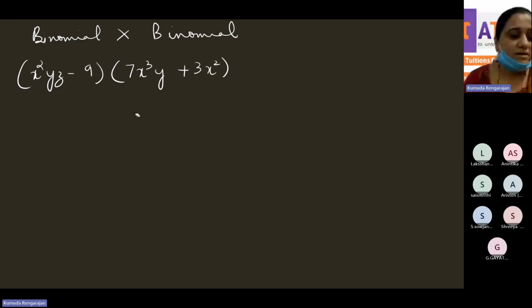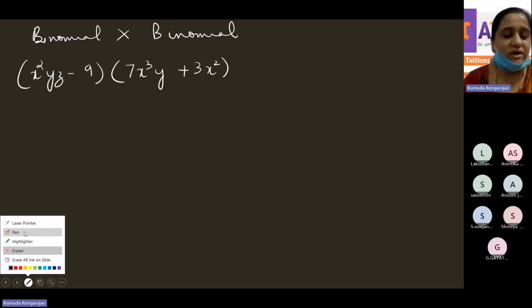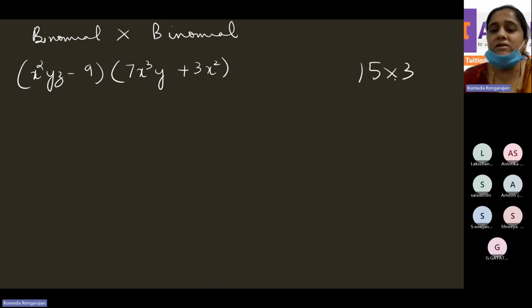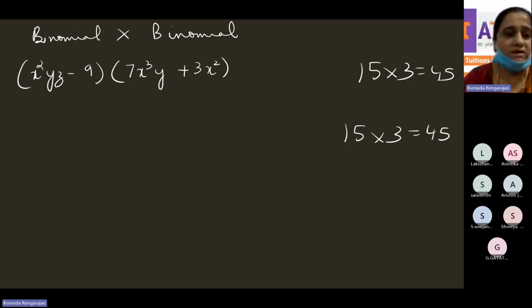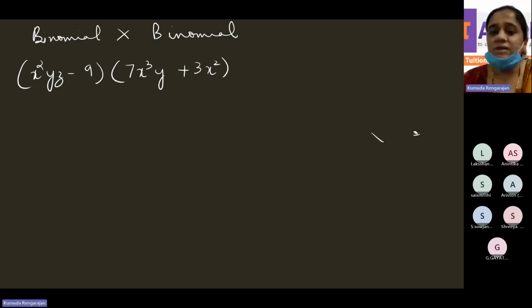You have to multiply. See, supposing your teacher does not write any instruction, but she just writes 15 into 3. Will you ask her, okay, what should I do with this? You will just write 45 because you have to multiply the two numbers. 15 into 3, then you have to multiply, right? There is no heading. It's just 15 into 3. You don't need any further instructions. You'll have to find the product, which is 45. Similarly here, you have to find the product.